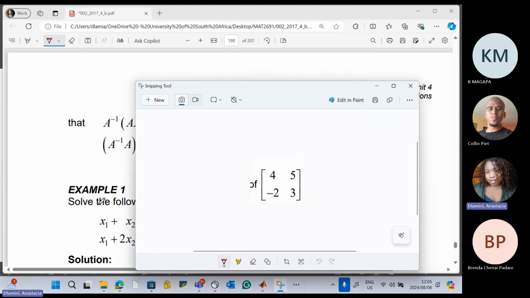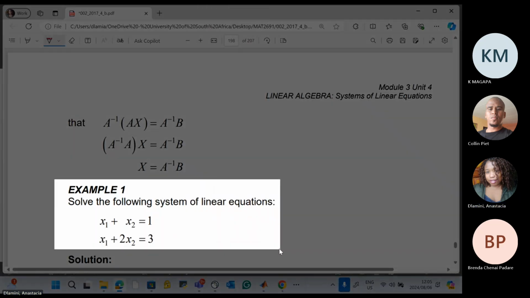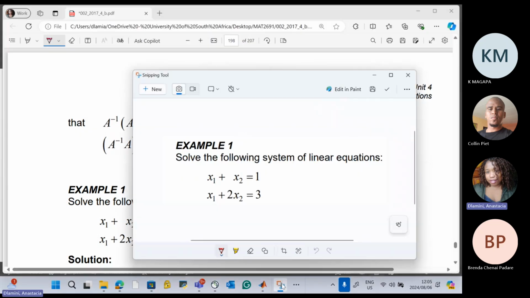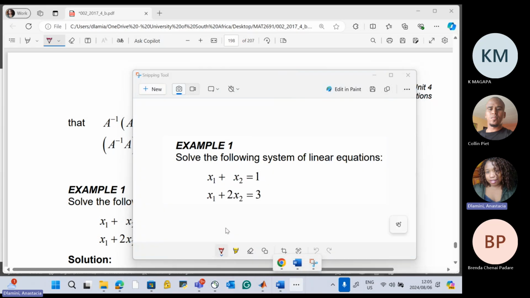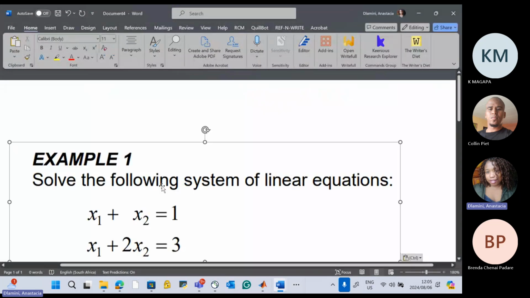Where's my screenshot? There we go. And copy. Where's my world? There's my world, in my Word document. My geography teacher used to say world, in this world.